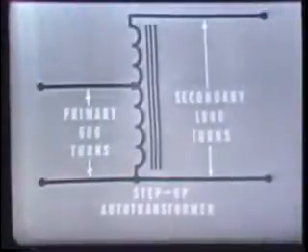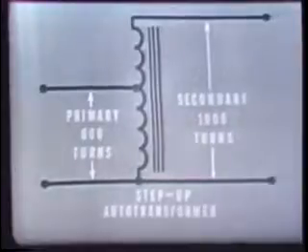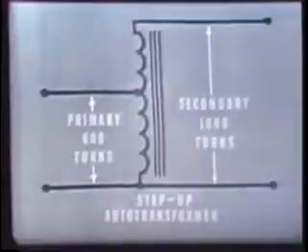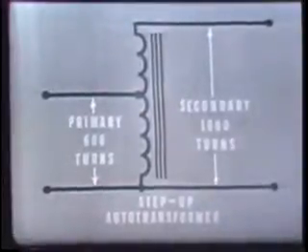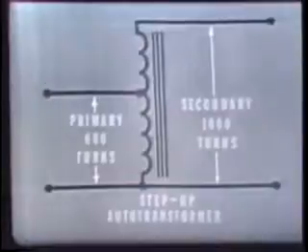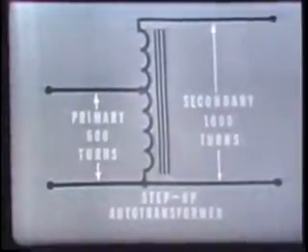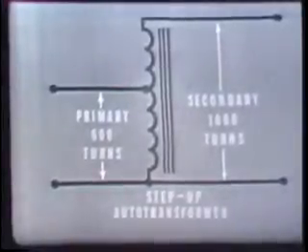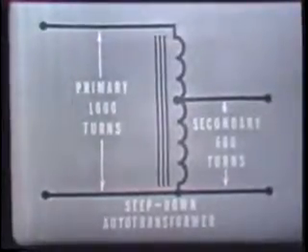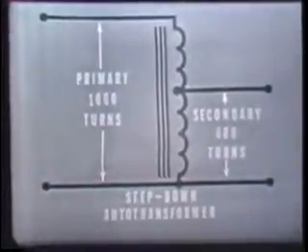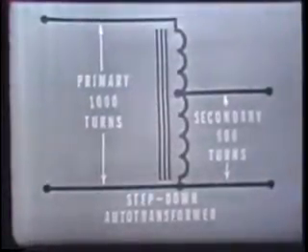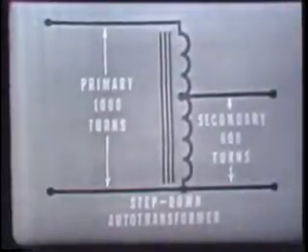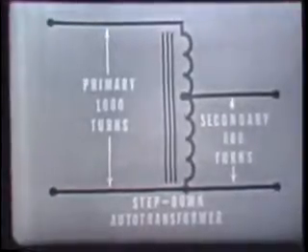When used as a step-up transformer, all of the primary winding is part of the secondary winding. Here you see that the winding has a total of 1,000 turns. 600 of these turns serve as the primary, while the entire 1,000 turns serve as the secondary. Now, when an auto transformer is used as a step-down transformer, all of the secondary winding is part of the primary winding. Here we see now that the entire 1,000 turns are serving as the primary, while only 600 are serving as the secondary.